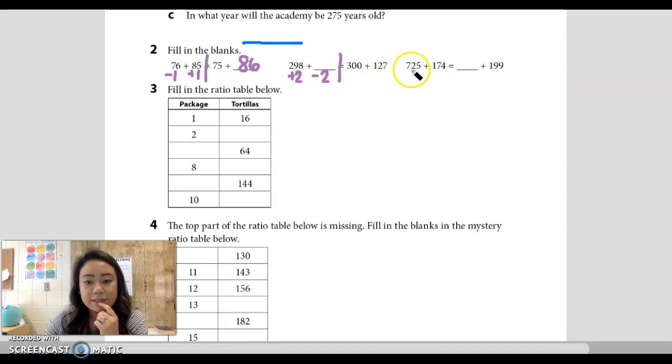Same thing over here now. 725 plus 174 equals a number plus 99. So I'm going to draw my imaginary line here. And it looks like 174 plus 25. I'll give you a hint there. And then this was minus 25. So that's for you to figure out.